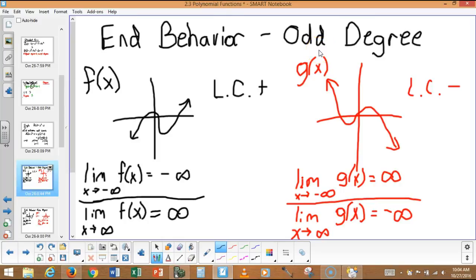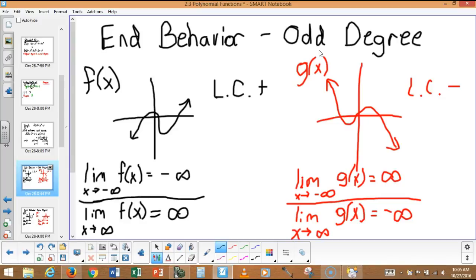Next thing we're going to talk about in this lesson is the end behavior of the graphs. Okay, what's happening as we go to the left? What's happening as we go to the right? As we go to the left, our x values are approaching -infinity. As we go to the right, our x values are approaching infinity. 2 different types of end behaviors. We have odd degree, which is referring to our highest exponent. Odd meaning numbers like 1, 3, 5, 7, 9. There's an odd degree for our polynomial function.